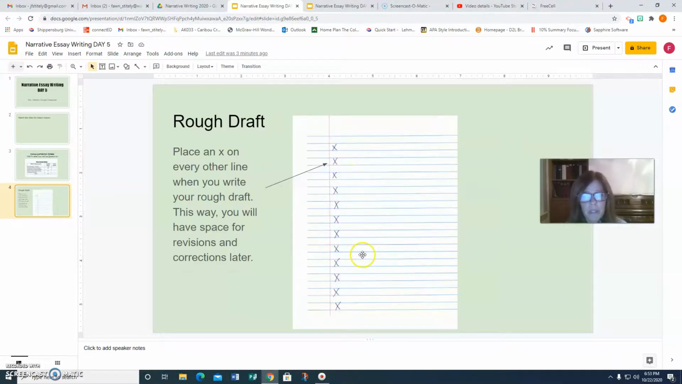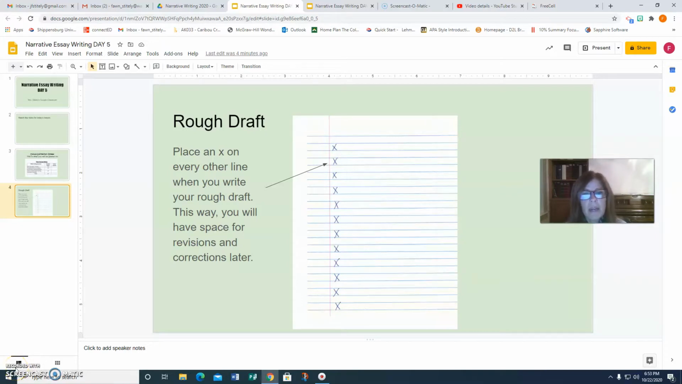And this is what I want you to do. In the packets that you picked up from school, I included several sheets of notebook paper, and I have a copy here for you. And when you do a rough draft, what I like my students to do is put an X on every other line. And the reason for that is so that you have space when you come back to make revisions and corrections later, okay?